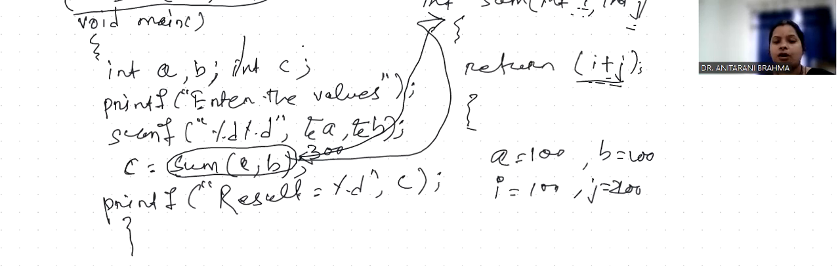So this is how a function is declared, a function is defined, and a function is called. In the next class, we will discuss the difference between actual argument and formal argument.